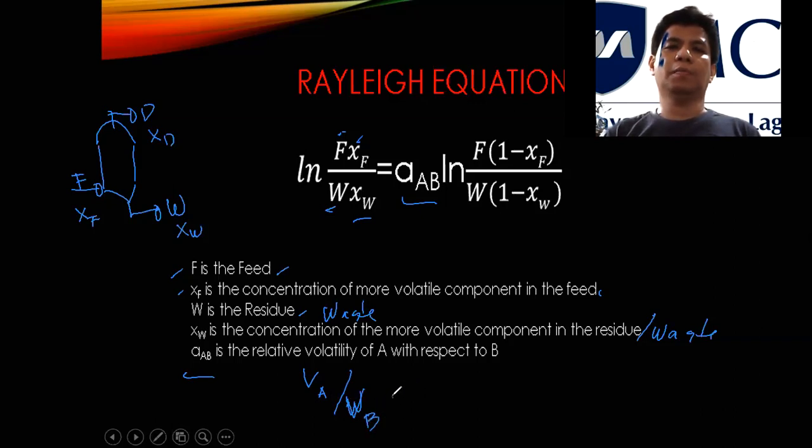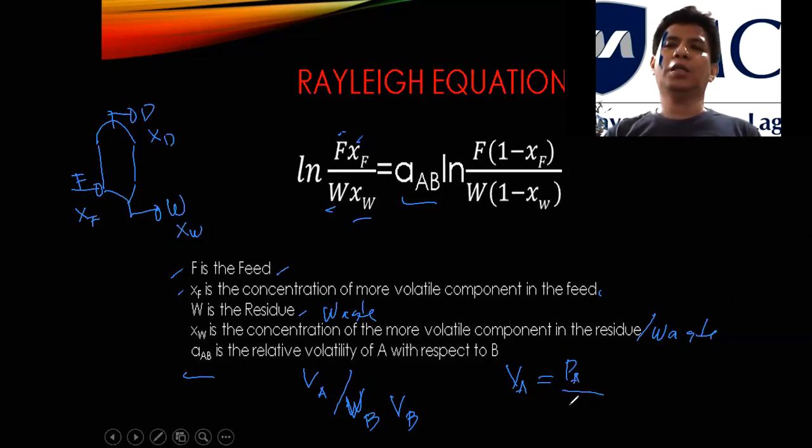Volatility of B. So what is volatility? Volatility is directly proportional to the vapor pressure of the substance. But just like other concepts, to make this independent of concentration, we generally divide this by the concentration.